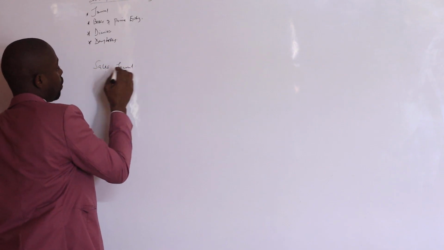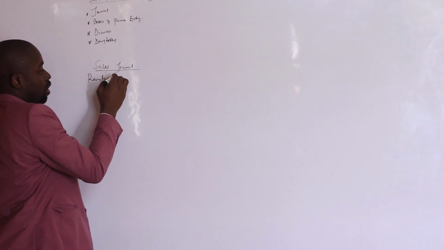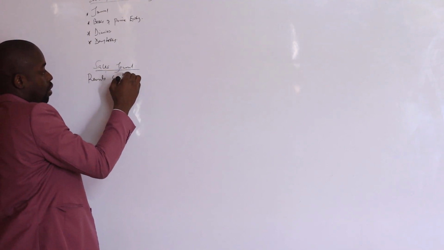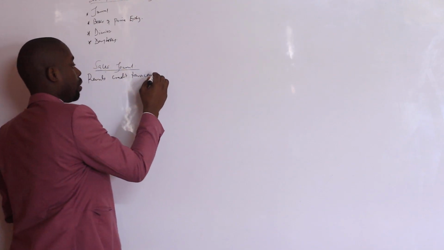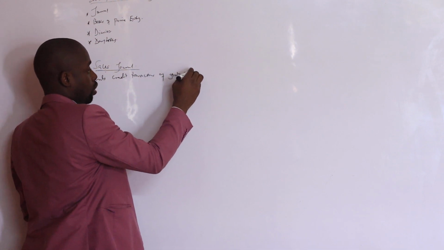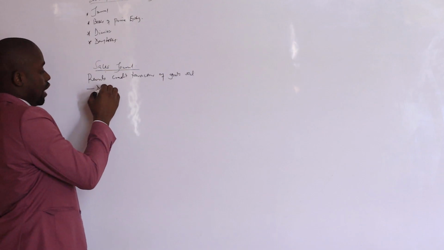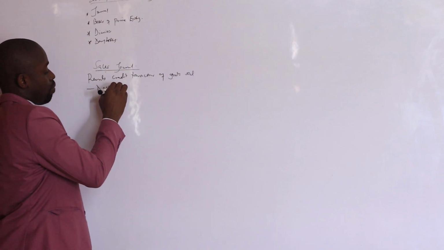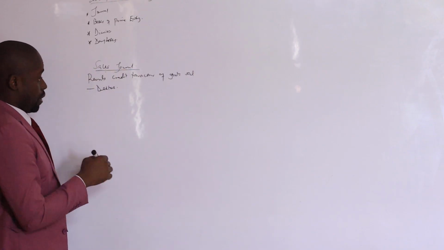Sales journal. The same. Records credit transactions of goods sold. So people we sell to on credit are called what? They're called debtors. So these are the persons we expect to find in the sales journal, no one else.